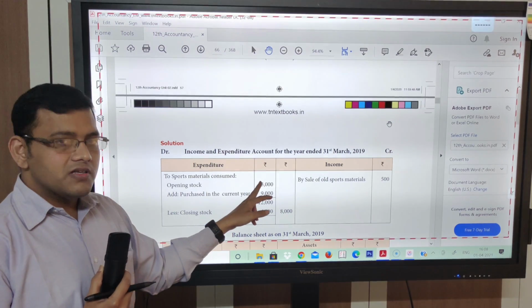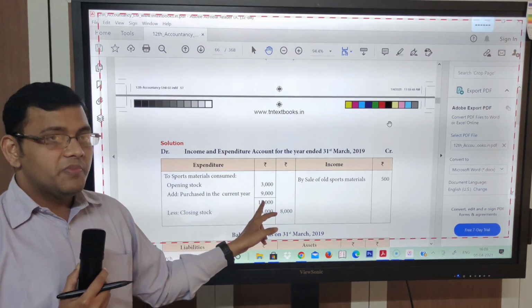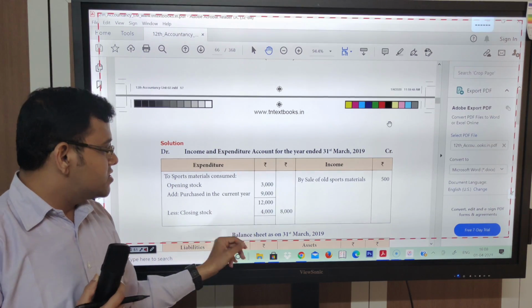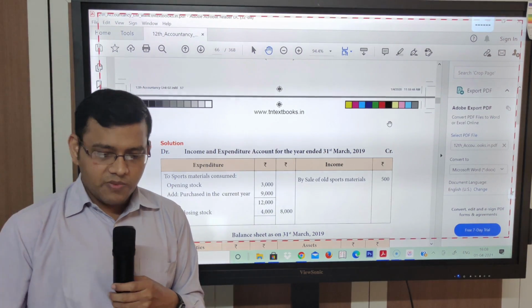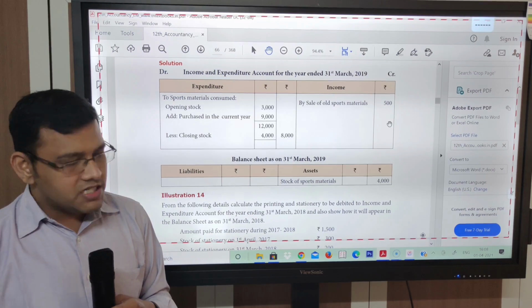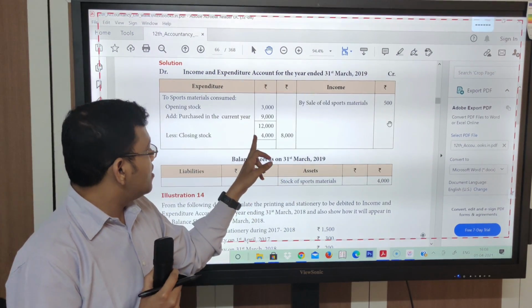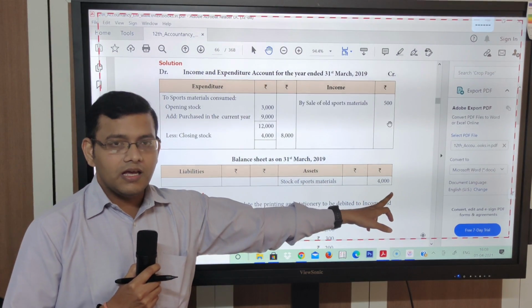So your opening stock is 3000. To this you will add your purchases and you will subtract your closing stock. So 8000 is your consumption. And what about the balance sheet item? Whatever is your closing stock will be shown on the balance sheet on the asset side.